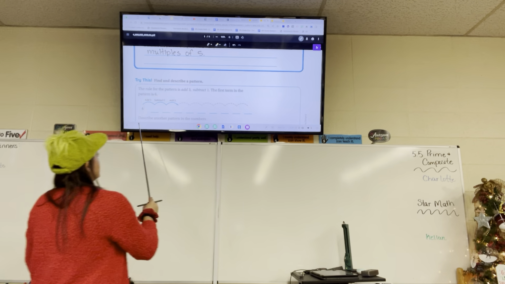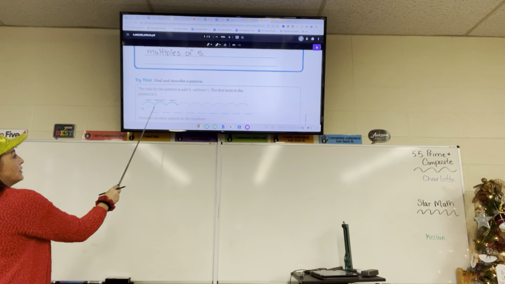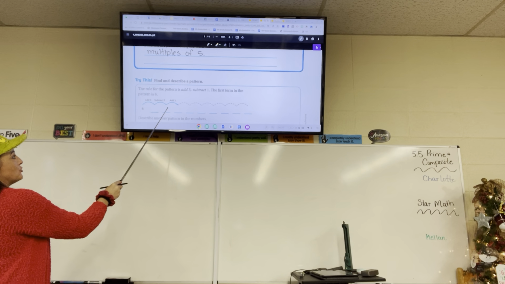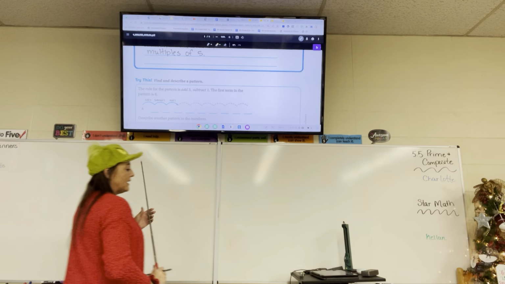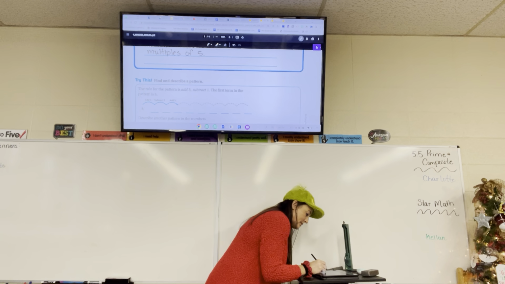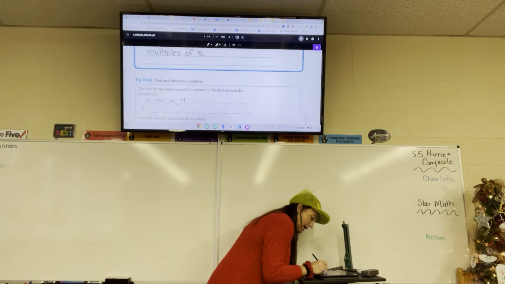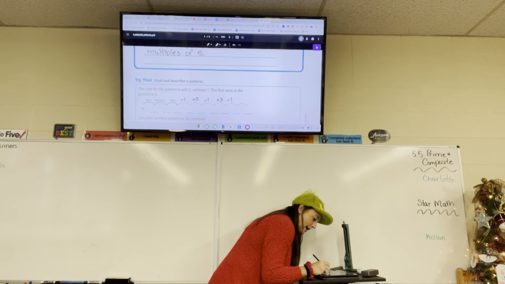But you can see right here that the first jump, we add three. Then we subtract one, then we add three, then subtract one, add three, subtract one, add three, subtract one, add three. So we've filled in what we do on each jump.